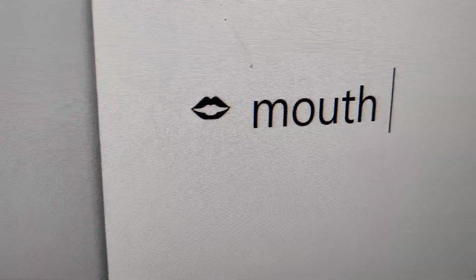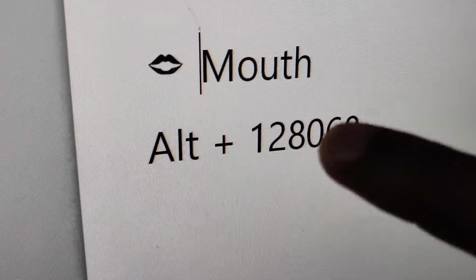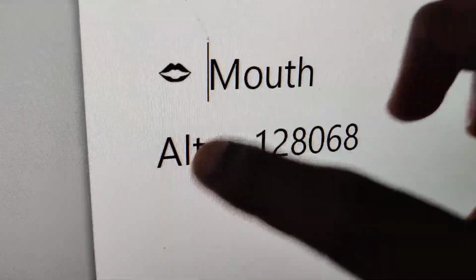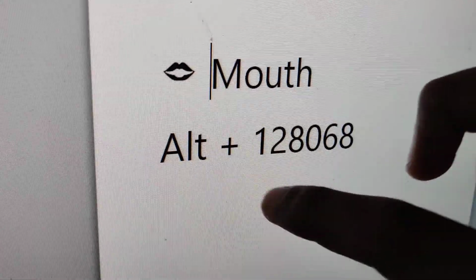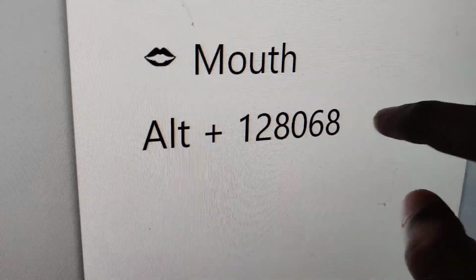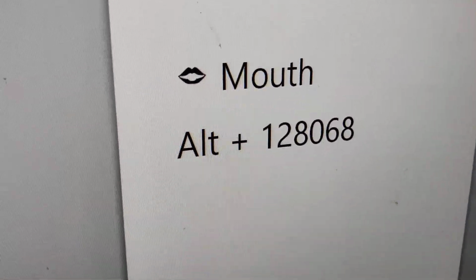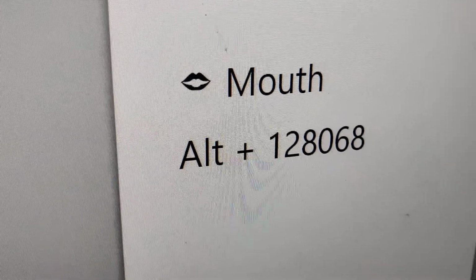So remember, the keyboard shortcut to get the mouth symbol is Alt plus 128068. That is, you must turn on the number lock. After that, press and hold the Alt key and type 128068, and after that release your finger from the Alt key to get the mouth symbol.